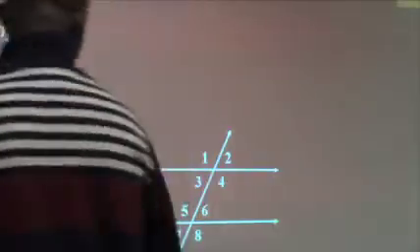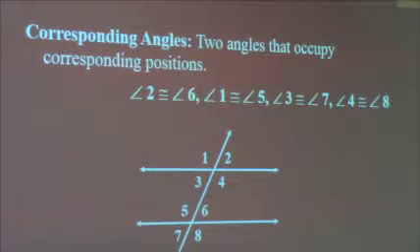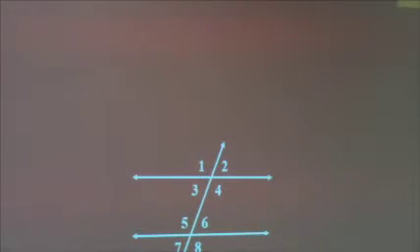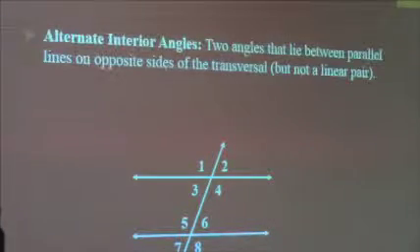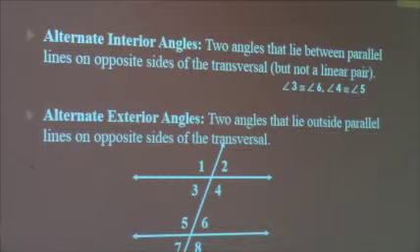So as we can see here, we can identify several corresponding angles. We see the two angles that occupy corresponding position, like 1 and 5, 2 and 6. So you see them. This is a listing of corresponding angles. Let's move to alternating angles. So it's a good thing to watch this and go through this. So the alternate interior angles here will be 3 and 6, 4 and 5. The alternate exterior angles will be 1 and 8, and 2 and 7.